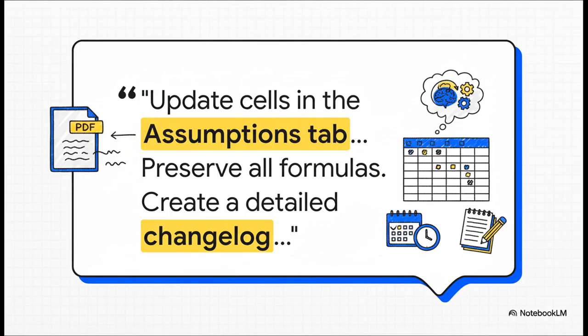Now, this is the secret sauce, the prompt. A good prompt is everything. You're not just telling it what to update, but where to find the data, like in the Assumptions tab, and what rules it needs to follow. The 2 most important commands you can give it are preserve all formulas, that protects the integrity of your whole model, and create a detailed changelog. That clarity is what gets you accurate results.